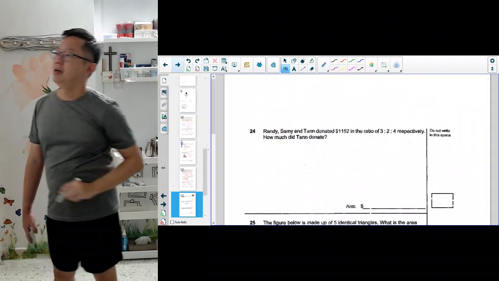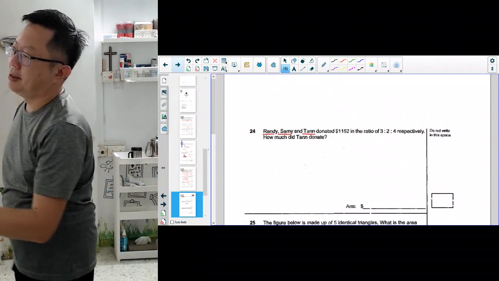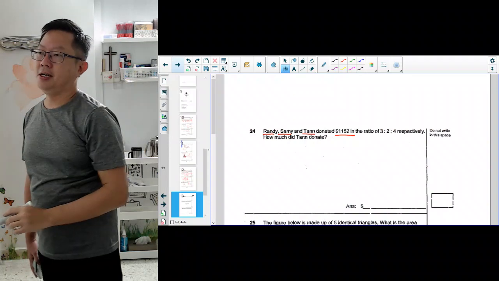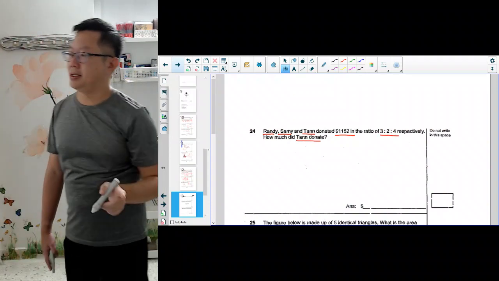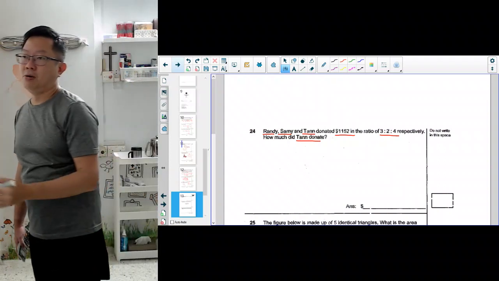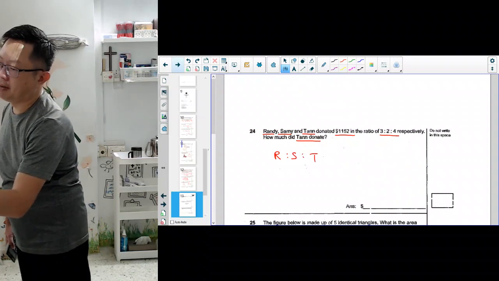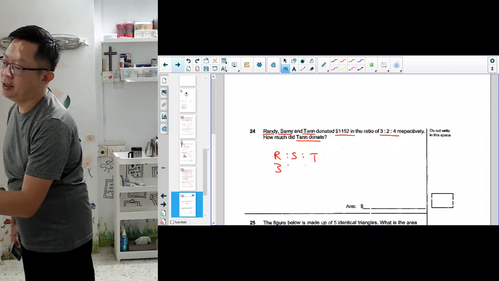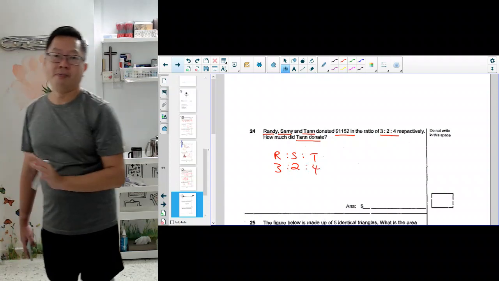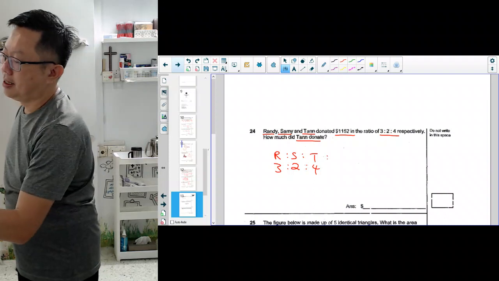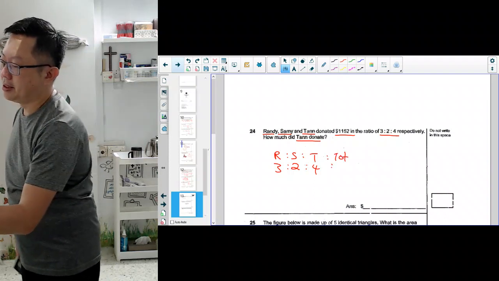Question 34. Okay, you have a ratio. So Randy, Sandy, and Tam donated $1152 in the ratio 3:2:4. How much did Tam donate? There's an important lesson here also. When there's a ratio, it's important that you label who has how many. Like Randy has 3, Sandy 2, and Tam 4. So it's important that you label so that you know who has how many units. And the total will be 3 plus 2 plus 4. That will be 9 units.